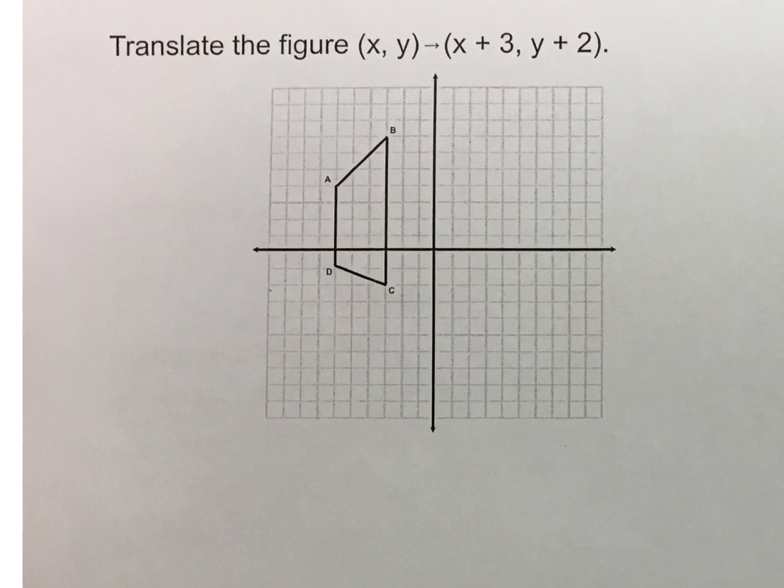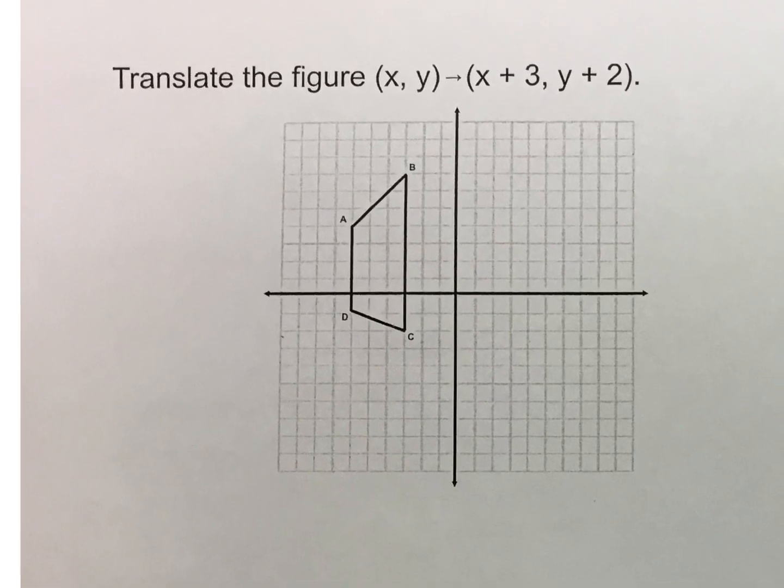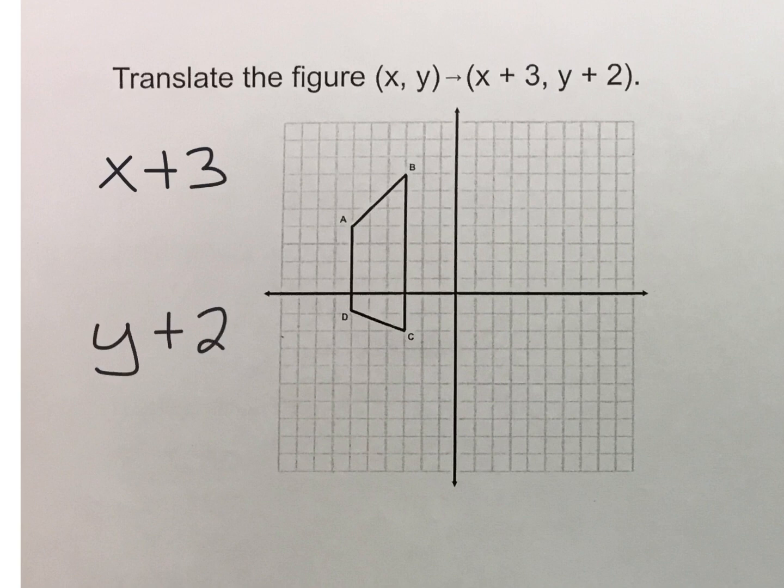This next one, let's look at what our vector says. It says x plus 3 and y plus 2. What does x plus 3 mean? Right, we're going in the positive direction, so we need to go right 3. And then y plus 2, we go up 2. So now that we wrote the rule, we're going to use it.